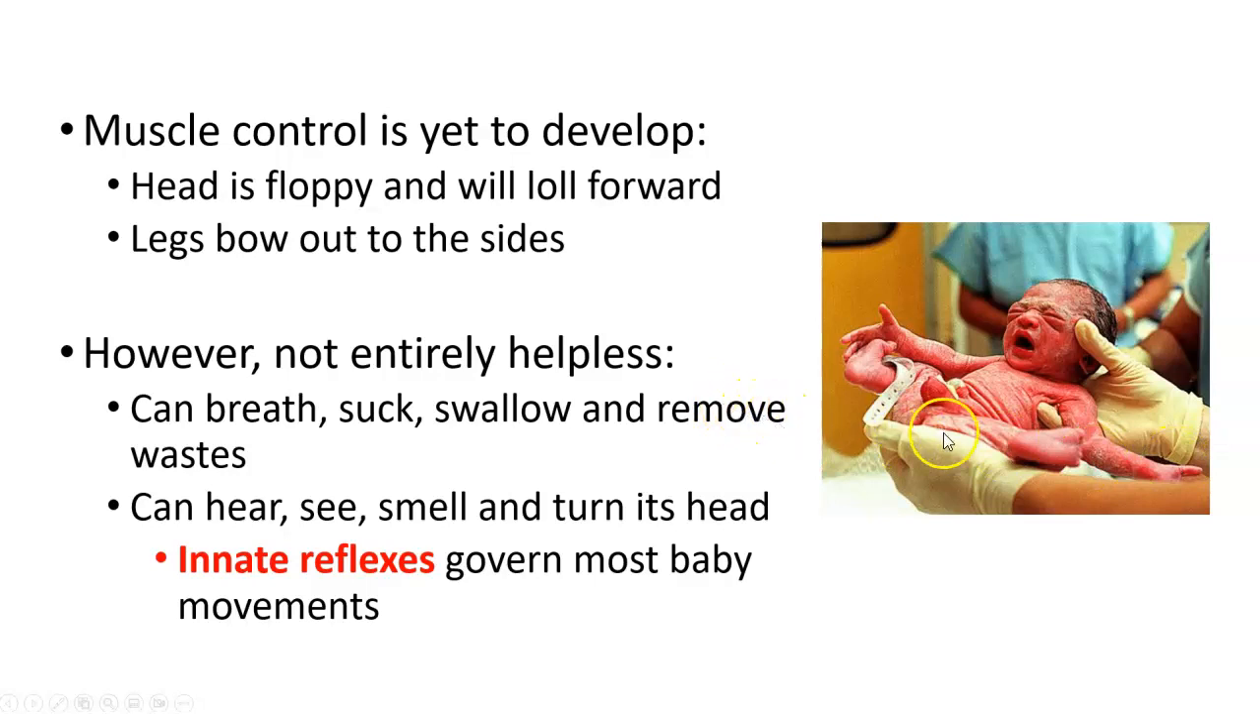Now, when a baby is born, of course, they're flailing all over the place, and the reason for that is because their muscle control hasn't developed, because their brains are very immature. So that's why they have the floppy head that rolls around and the legs that kind of splay out in all sides. Now, although they do look quite helpless, babies are able to breathe, suck and swallow and remove waste themselves. So they're not completely helpless, and they do have innate reflexes, so inbuilt unthinking reflexes that help the baby to stay alive. The most common is the grasp or palmar reflex that all babies have at birth.